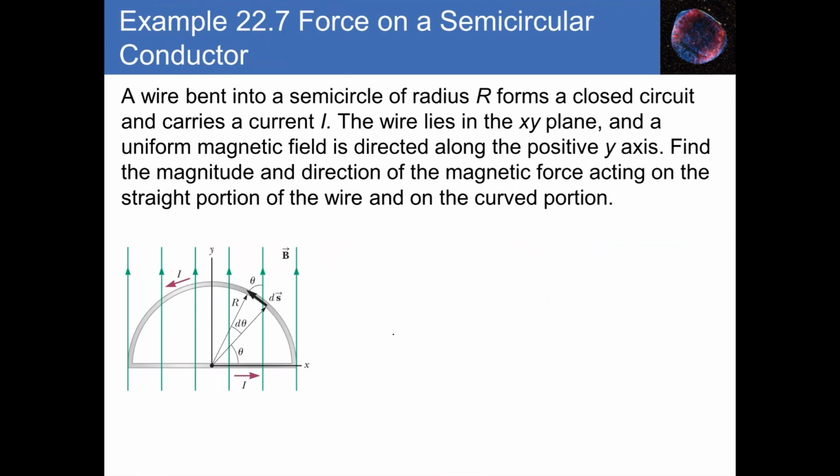All right, so here's an example. You have a wire bent into a semicircle of radius r, forms a closed circuit, and carries a current I. Right. So the wire lies in the XY plane. Okay. And the uniform magnetic field is directed along the positive Y axis. Find the magnitude and direction of the magnetic force acting on the straight portion of the wire and on the curved portion of the wire.